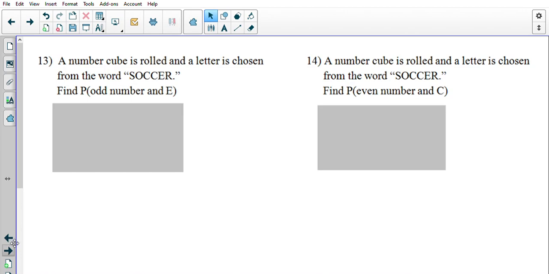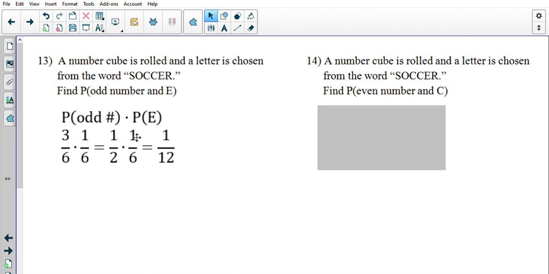Number 13, a number cube is rolled and a letter is chosen from the word soccer. Find the probability of an odd number and an E. So an odd number on the number cube is going to be 3 out of 6. E in the word soccer is 1 out of 6, since you have a total of 6 letters, 2 of them being the same, but 6 letters in the word soccer. 3/6 is 1/2. 1/2 times 1/6 is 1/12.